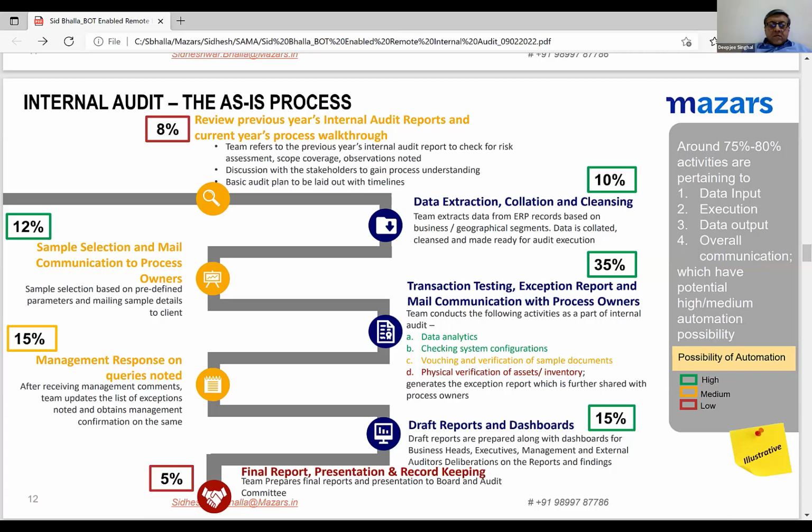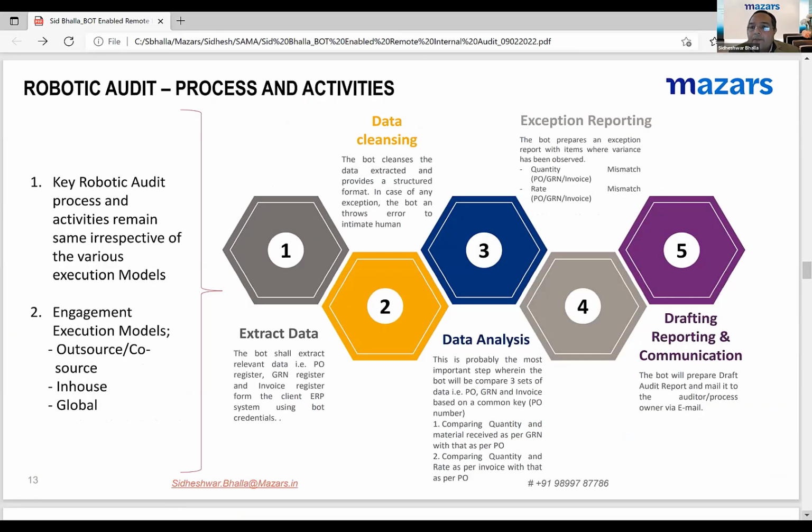So that was the life cycle, if you see. So perhaps if you want to just summarize it, you'll say the extraction of data, cleansing of data, analyzing the data, exception reporting, and drafting communication is all that is done by the bot. If you talk about a CCM, perhaps extraction of data, cleaning, analysis, and reporting, but on select pieces where there is not too much of complexity involved, the CCM, a smart analytics can do.